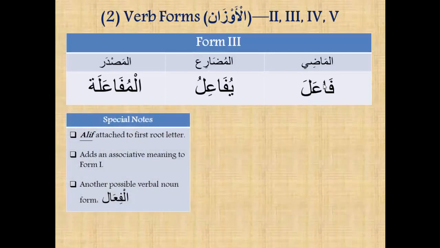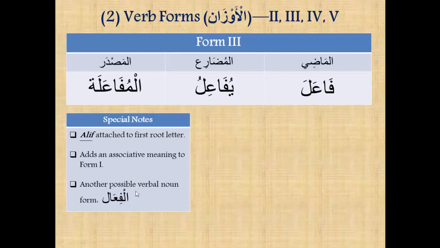فاعل. Form 3 adds an associative meaning to form 1. So an example would be the form 1 verb عمل يعمل, to work or to do. In form 3, we would have عامل يعامل المعاملة, which means to deal or to treat, in terms of dealing or treating someone. So معاملة describes relations, relationships, dealing with people.